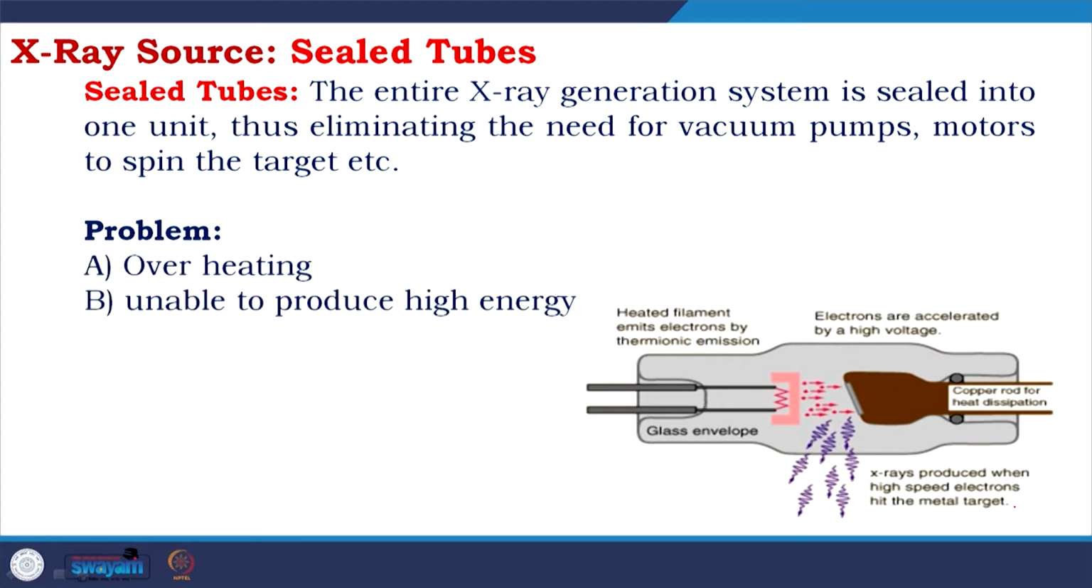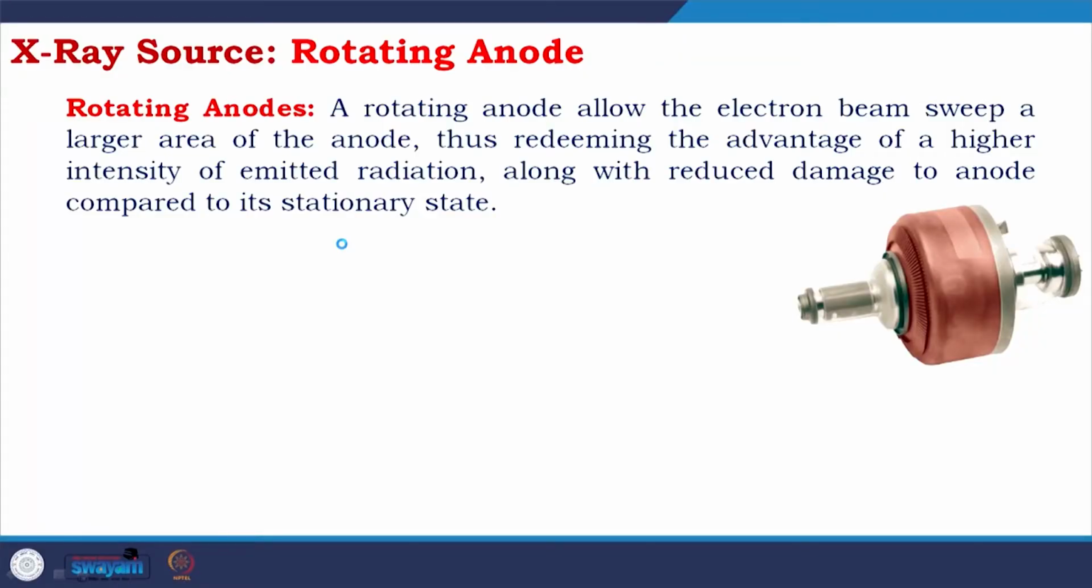But sealed tubes are also not the best things to use because of overheating and being unable to produce high energy. Especially in our interest, when we are using it for protein, we need high energy, and sealed tubes are unable to do that. So, you do not get good resolution. Rotating anode is what people are using. Rotating anode allows the electron beam to sweep a larger area of the anode, thus providing the advantage of a higher intensity of emitted radiation along with reduced damage to the anode compared to its stationary state.